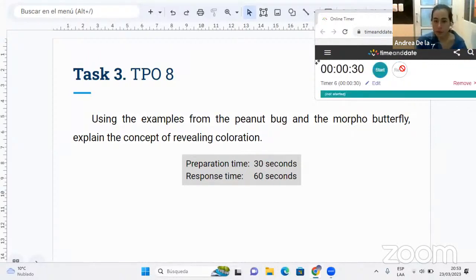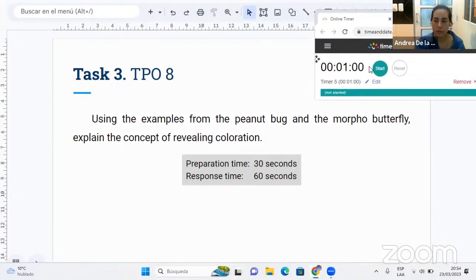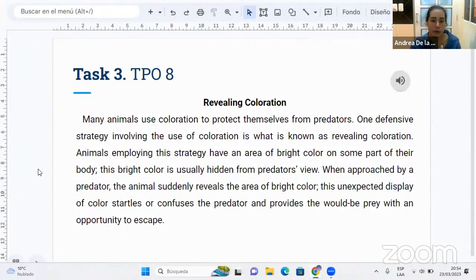So, does anyone want to try? Nobody? Maybe we can review a little bit what this was about. So if we go back to the text, what is revealing coloration?